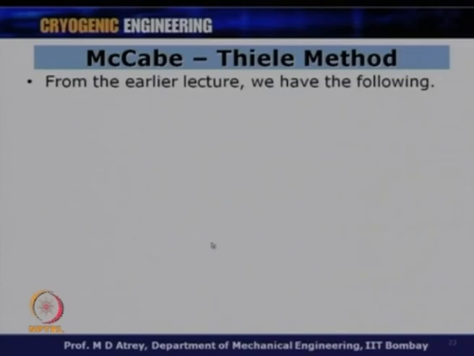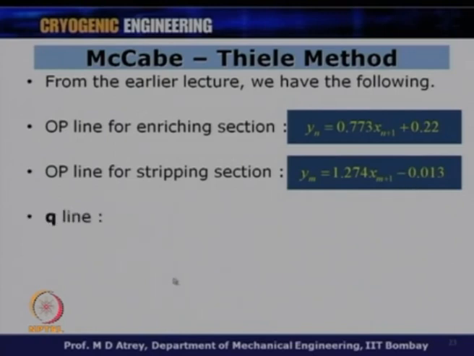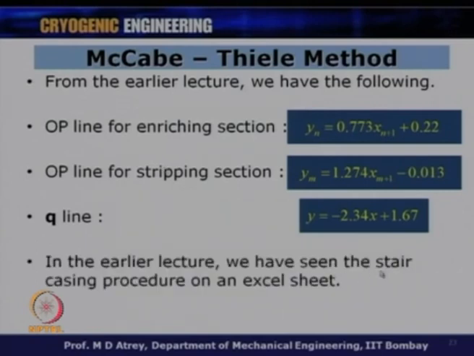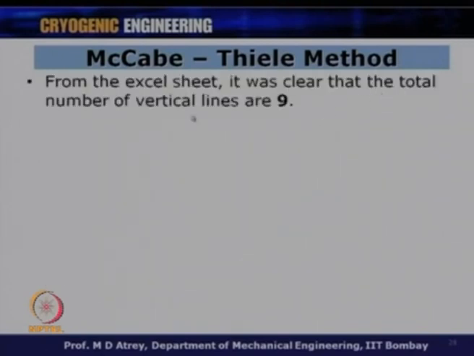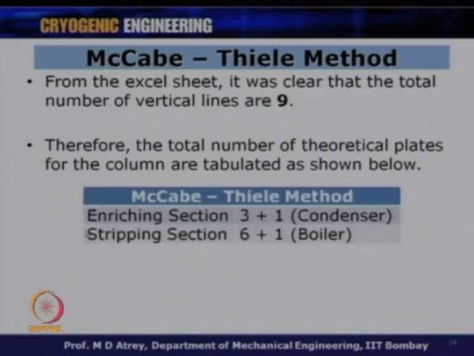Let us first see from the earlier section what we had seen. The operating line equation which we had was this, the operating line for the stripping section we had was this, and we have a Q line equation also, given as this. Based on this, we have already constructed a graphical methodology, and plotted the curves for the given requirement of XD and XB. In the earlier lecture, we saw the staircasing procedure we had done on the Excel sheet, and we found that the total number of vertical lines was 9 in that case. Therefore, the total number of theoretical plates for the column are tabulated as below, as what we had obtained earlier.